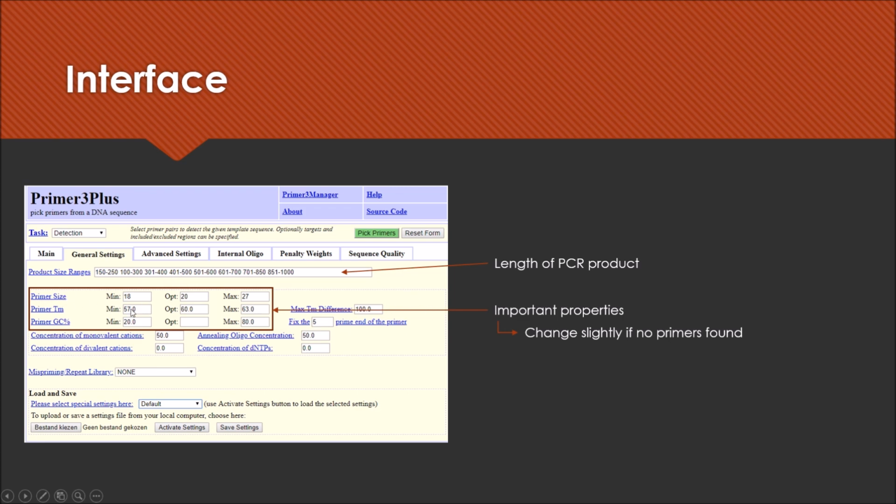Then the other three things we have here are the things I mentioned earlier that are important in creating primers, and that is first of all the primer size. Here it is set to a minimum of 18, a maximum of 27, and optimally 20. You can also change the melting temperature. Minimum is here 57 degrees and here 63 degrees with optimum of 60 degrees. And then we have GC content, which is between 20 and 80%. We can also change this.